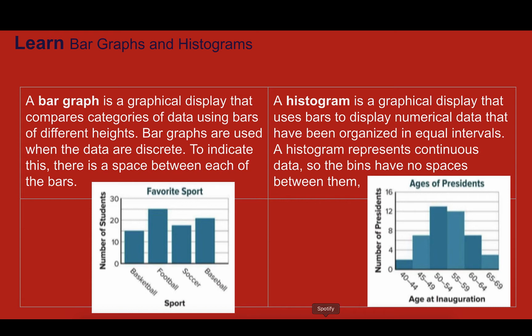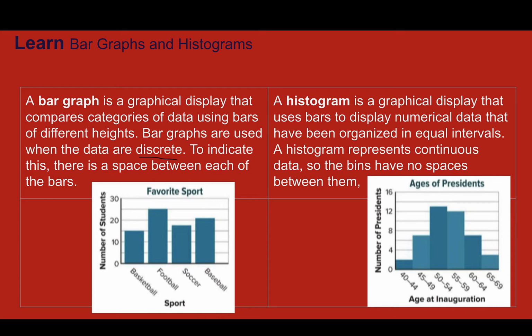Let's learn about bar graphs and histograms. A bar graph is a graphical display comparing categories of data using bars of different heights. Bar graphs are used when the data is discrete. To indicate this, there's a space between each of the bars. So the word discrete here just means that it can only take certain values.